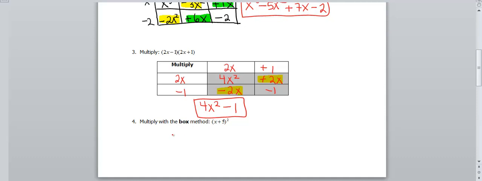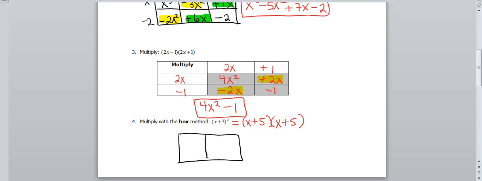Okay, last problem on here, multiply with the box method, and this says x plus 5 quantity squared. Now, if this were x times 5, we could distribute that square, but because of this plus sign in the middle here, we cannot. So remember, when you square something, that means you have to multiply it by itself. So that means I've got x plus 5 times x plus 5. Let me get rid of this little arrow here. So that means I've got a 2 by 2, so I'm going to go ahead and set up my rectangle and split it in two both ways.